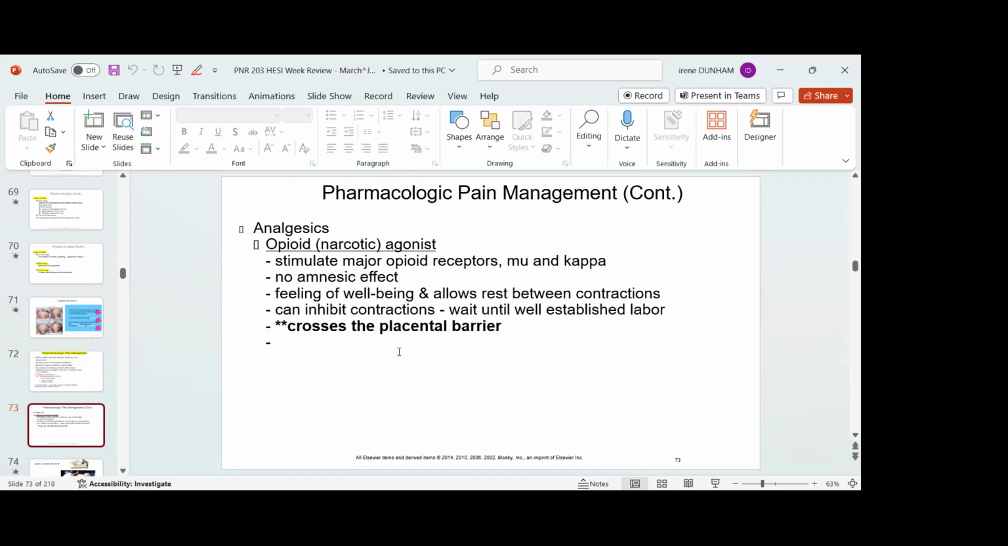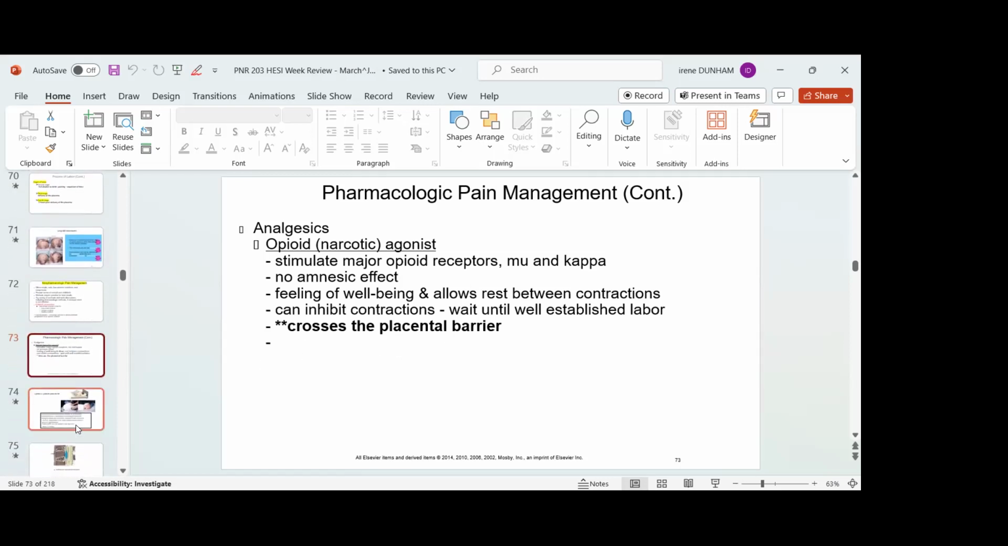But remember, it crosses the placental barrier. So it means it's transplacental. It goes through the placenta to the baby. That's why you don't want her to be medicated during the transition phase, because it will transfer to the baby and make the baby very sleepy at birth. Okay.